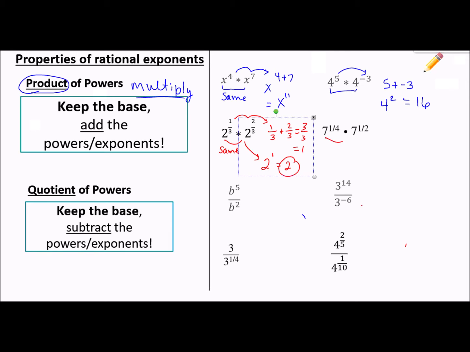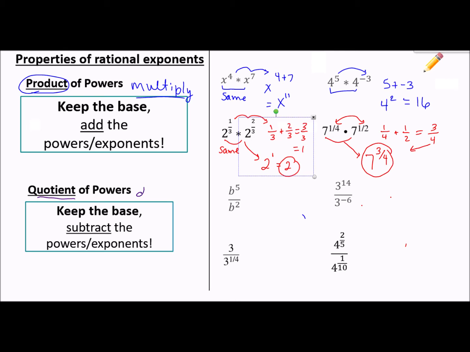This next one, same base, yay. Take these two powers and add them together. So 1/4 plus 1/2. Calculator says that's 3/4. So our answer is to take the same base, it doesn't change, and give it this power. And that's it. So nothing new, except for now it's got fractions, but you can have your calculator help you with that.